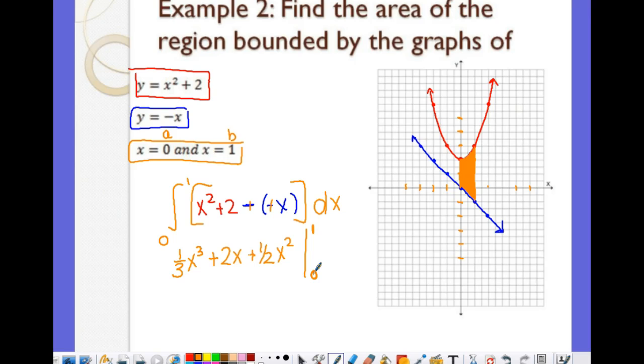What's nice about the 0 is that when I subtract, I'm subtracting 0. When I plug in 1, I kind of just take all the coefficients. So it's 1/3 plus 2 plus 1/2 minus 0, which is 17/6. So that orange region is 17/6. That's the area between those two curves.